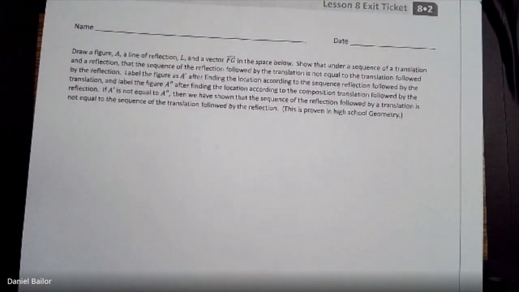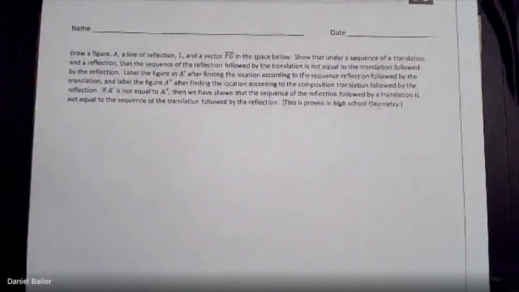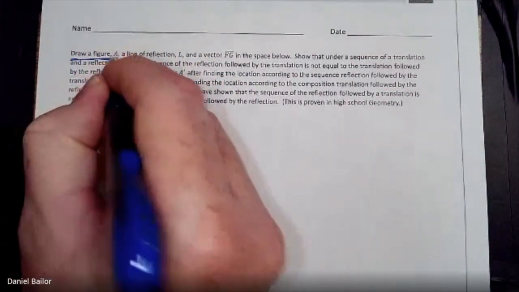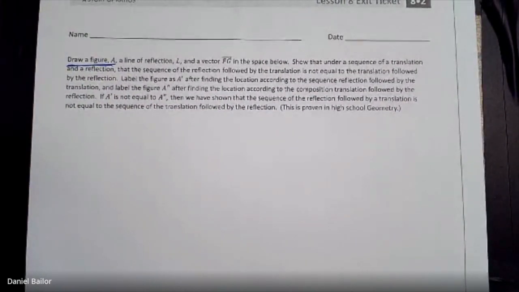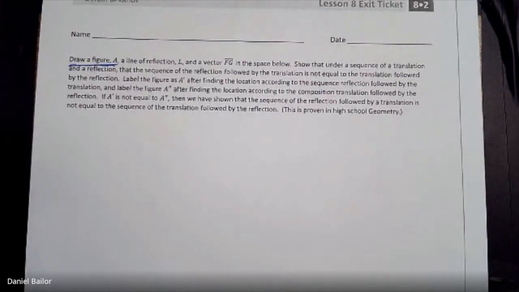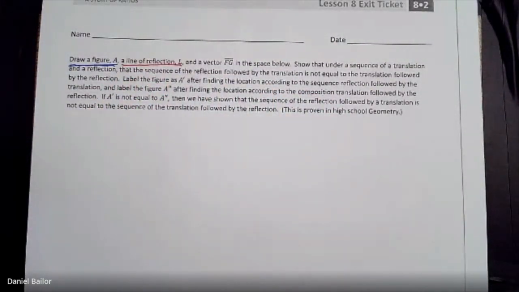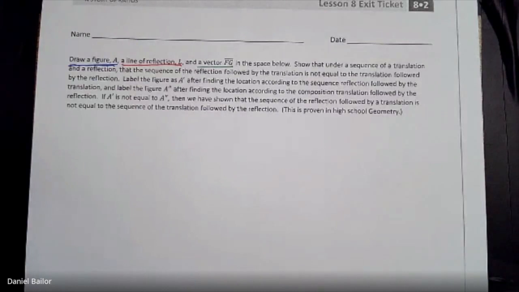If you look at the exit ticket, it is a big paragraph, but you get a lot of freedom to work on this. You just get to pick what you do. So just follow it step by step. First step is draw a figure A, which means you can draw whatever figure you want. You want to do a star, a circle, a box, or a little legless person, you can. And then you're also supposed to draw a line of reflection and label it L, and draw a vector FG. So you get to make your own figure, your own line of reflection, and your own vector in the big empty space.